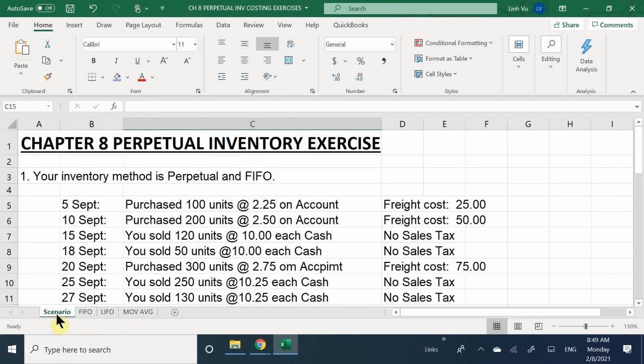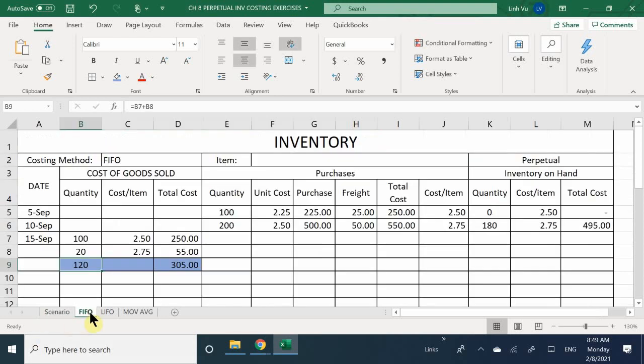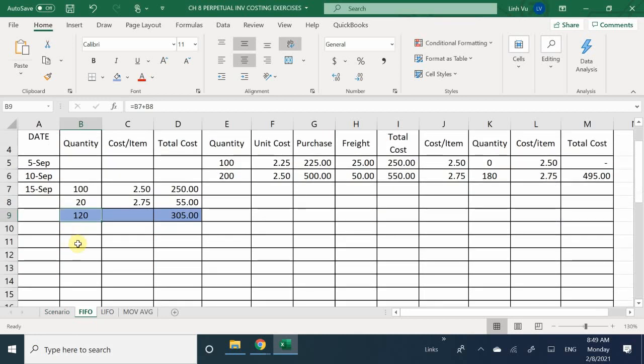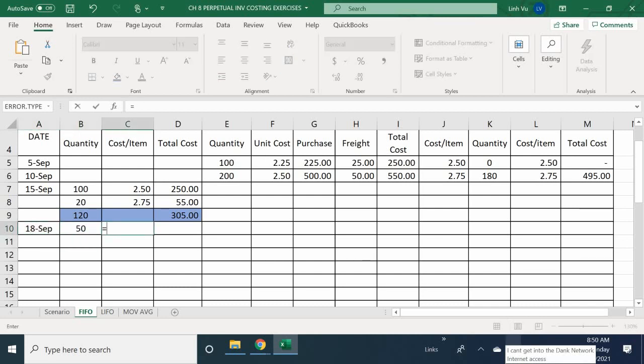Okay. So then what has happened on September 18? We sold another 50 units. Okay, so where am I going to place this? Cost of goods sold. So it was September 18. We sold another 50 units. Because we're using FIFO, we only have one batch left. So our assumption is we're going to take this one. And because it's a rounded number, I don't need to use the round function here.